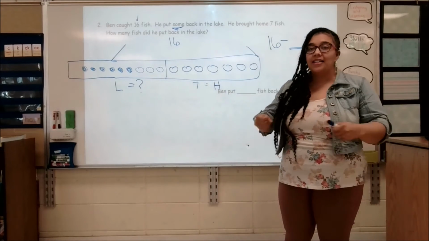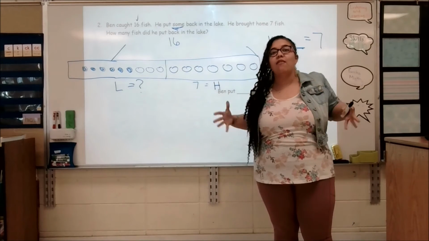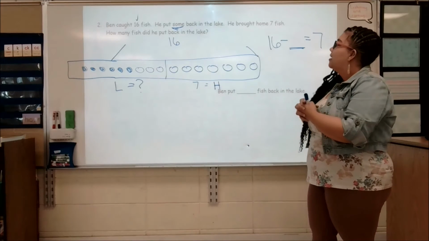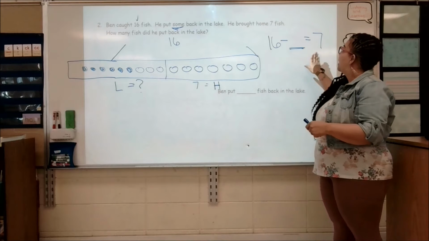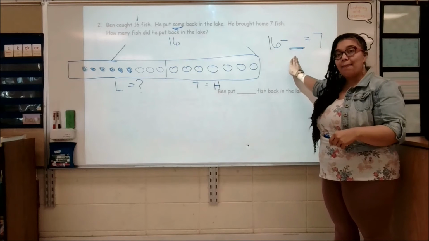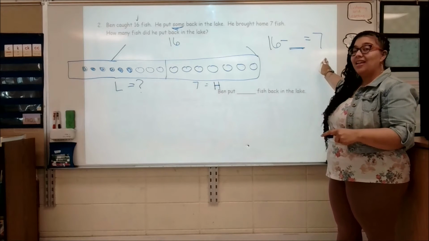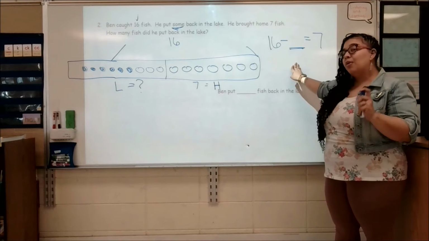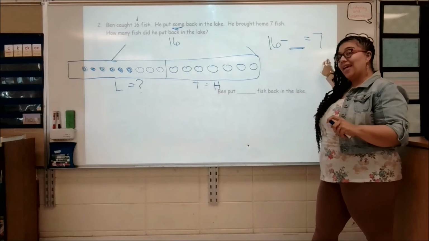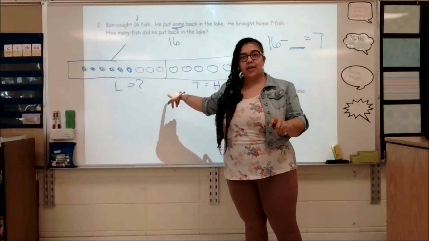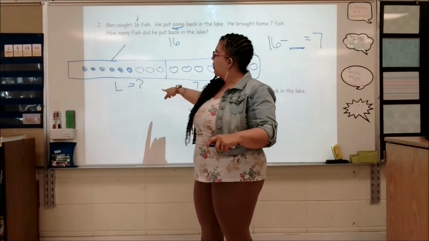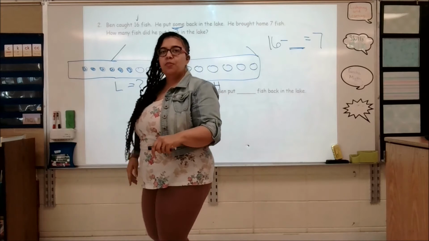Because remember, when we're adding and subtracting, it matters that we have all the pieces represented. So this time we started from the end because we knew the ending. We didn't know what happened. We knew the ending and we knew something happened, but we didn't know what happened. So by knowing the ending first, we drew showing that we knew the ending first. Now we can figure out how many fish he put back in the lake.